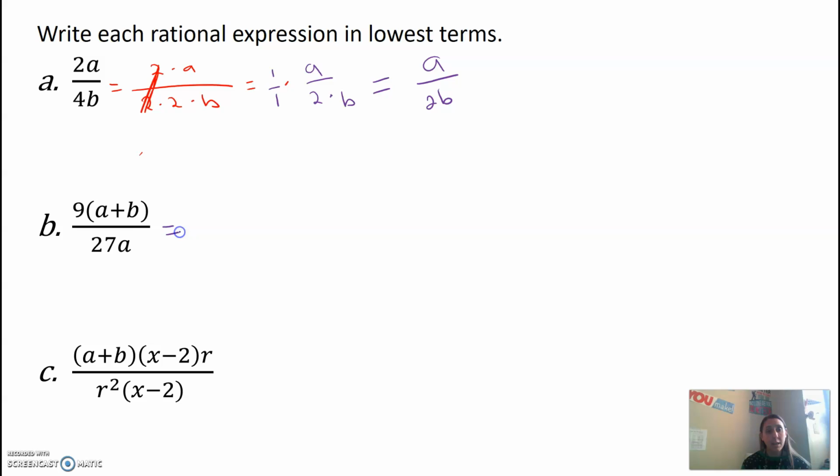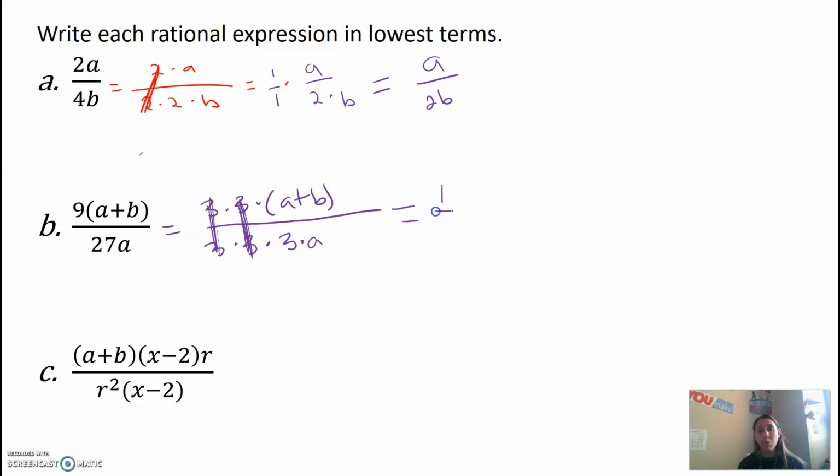We're going to do the same thing here. I'm going to write the 9 in its prime factors, which would be 3 times 3. Then the a plus b is its own factor. It's in parentheses, so it's its own factor. Then I'm going to do the 27, which would be 3 times 3 times 3 times a. So there is something that's the same on the top and the bottom. This is exactly the same. This is exactly the same. So then I end up with 1 over 1 times 1 over 1.